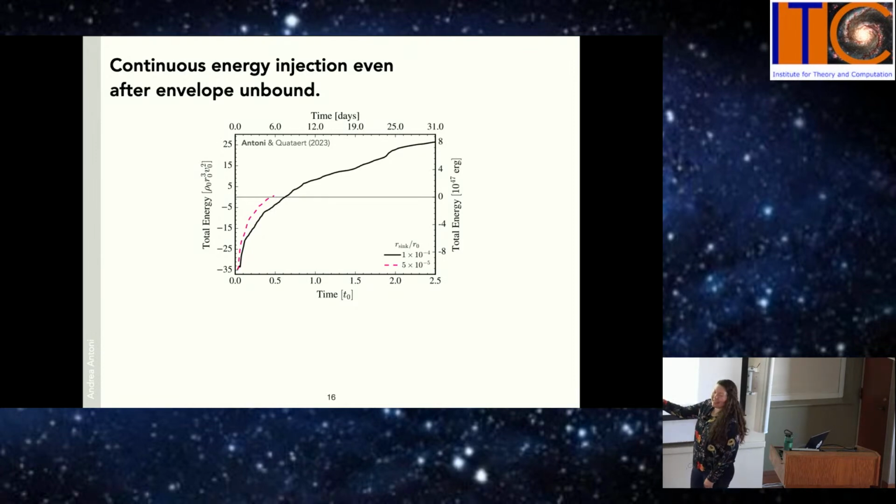And it's accreting negative energy, which is why it's a bit confusing. You can get to positive energy. Your total energy is not conserved in the grid, if that makes sense. But this is the energy of the ejecta, basically. That's what you can think of. Everything over 0 is the energy in the ejecta.